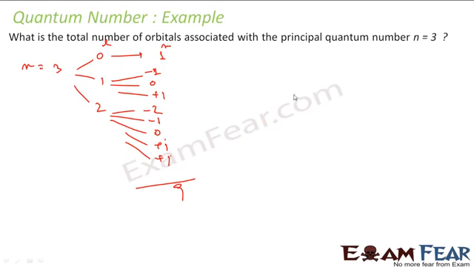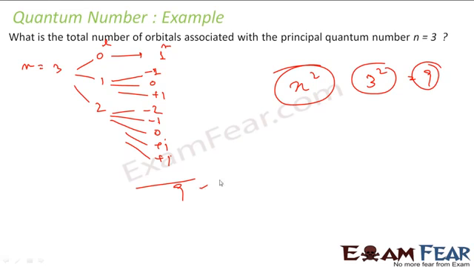Also I can use the formula directly. n square is nothing but the number of orbitals. So n is equal to 3, I get 3 square, that is 9 orbitals. So you can use any of these. Correct? But understand both the methods because this clears your concept.